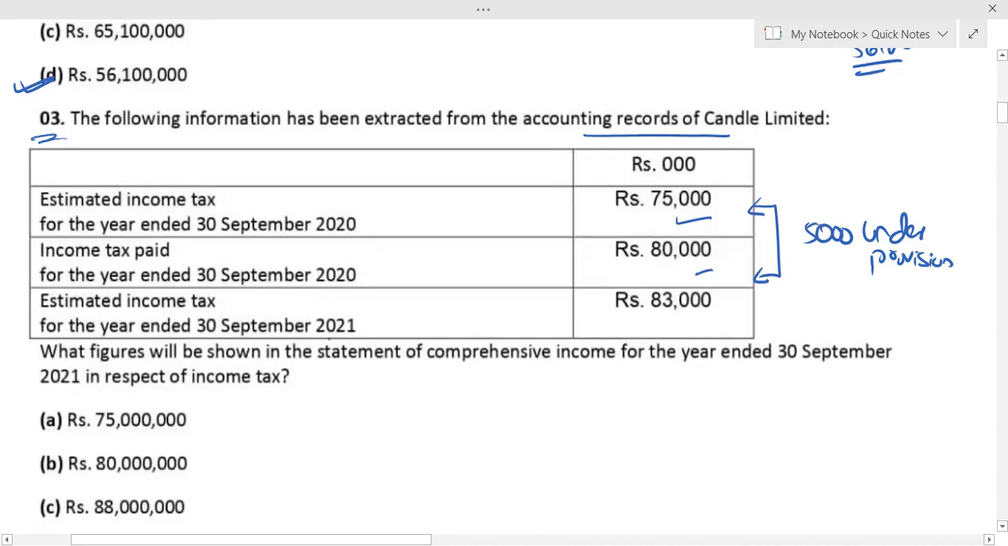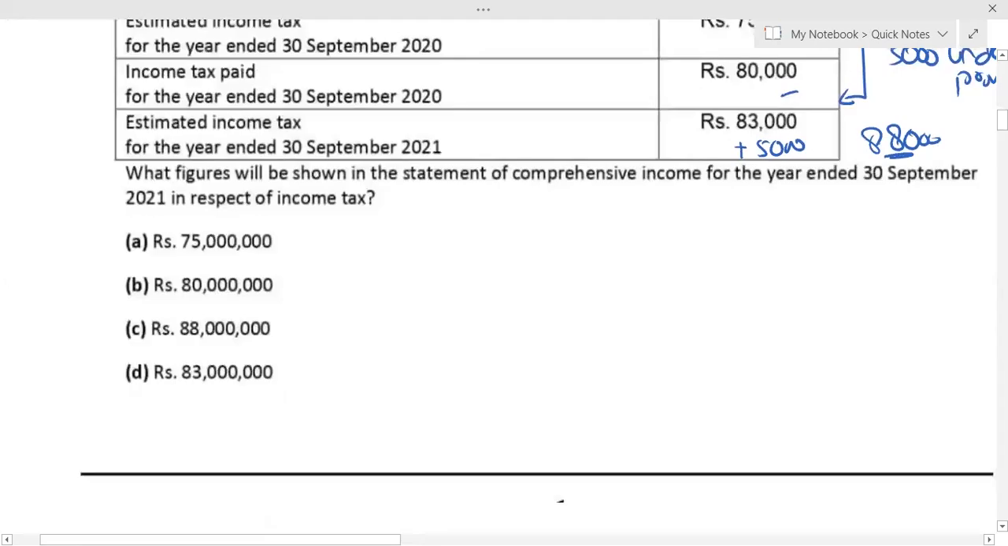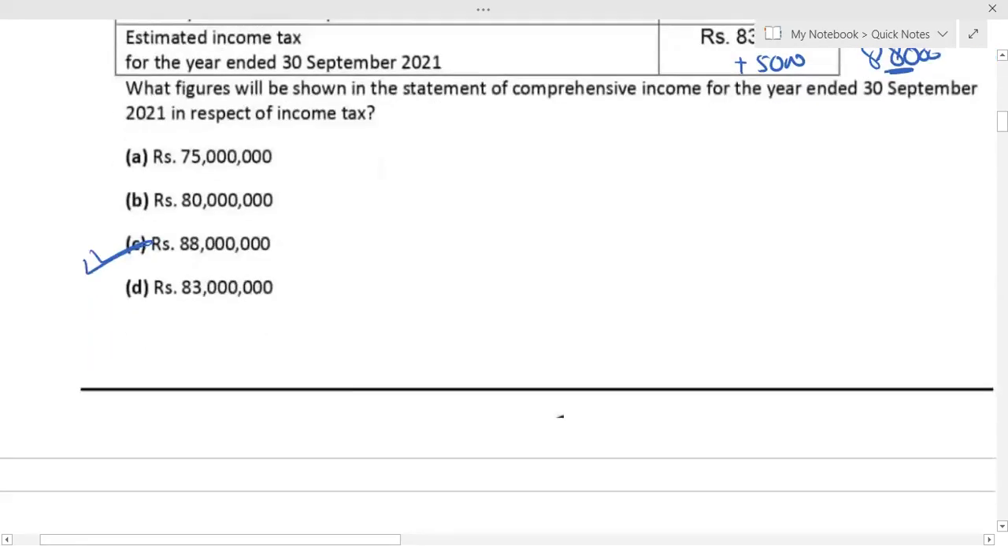Estimated income tax for the year 2021 will increase by 5,000, which is the under provision. What figure will be shown in the statement of comprehensive income? It will be 88,000. So always remember one point, under provision increases your current year income tax expense.